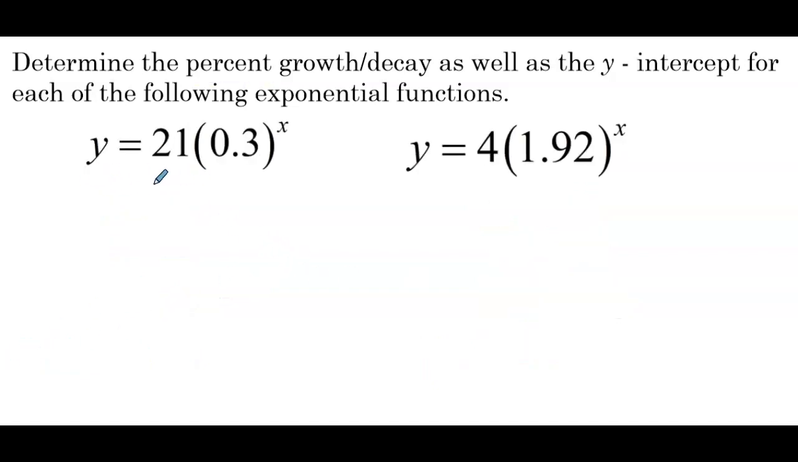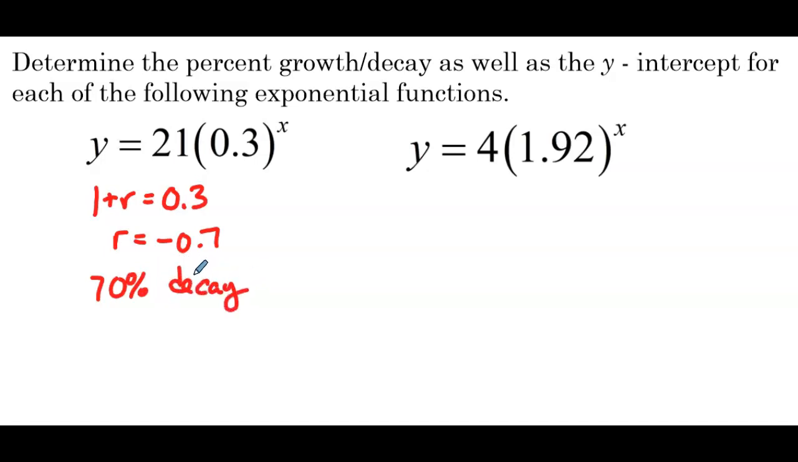Same directions. Next function, y equals 21 times 0.3 to the x. Okay, so just by looking at this, we should notice we're going to have exponential decay, and now we have to figure out the percent. So we'll start by setting 1 plus r equal to 0.3. So subtract 1 on both sides, we have negative 0.7. So we see we have a negative r value. So we have 70% decay. And our y-intercept, when x is 0, 0.3 to the 0 is 1, times 21 is 21. So in this function, our values are decreasing by 70% over each interval as x goes up by 1, and our y-intercept is 0, 21.